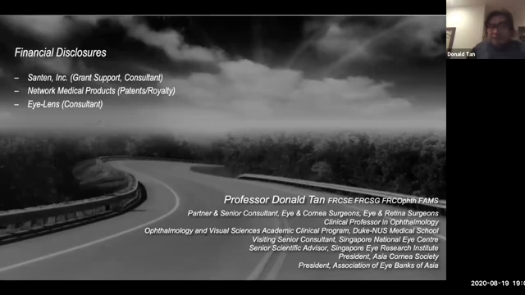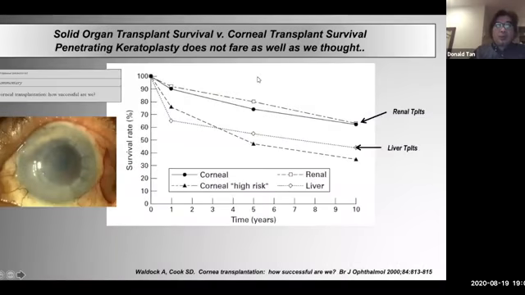So let's look at organ transplant, corneal transplants, and the survival rates compared to, say, solid organs. This paper came out in the British Journal of Ophthalmology about 10 years ago. It really wanted to compare how corneal transplant does today in the modern era compared to, say, renal or liver transplants. And this is a study done in the UK.